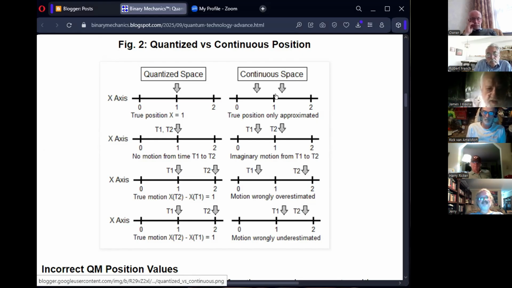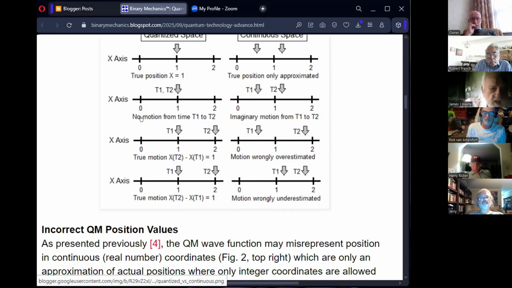This arrow is another measurement closer to 1 than 2, but it's still off, okay? So the true positions are only approximated. Now, let's look at another situation in row 2, which I mentioned below. No motion from time 1 to time 2, nothing. The measured position at time 1 and time 2 is the same, at 1 on the x-axis. Here we've got 2 measurements, which imply an imaginary motion from time 1 to time 2, when in fact there was none. This is a very serious problem of accuracy.